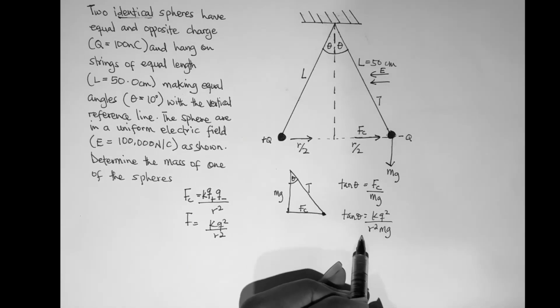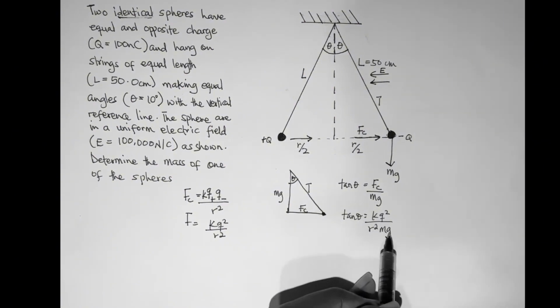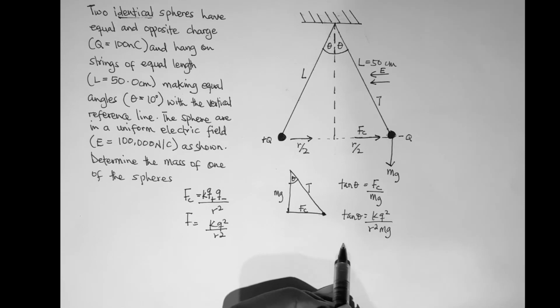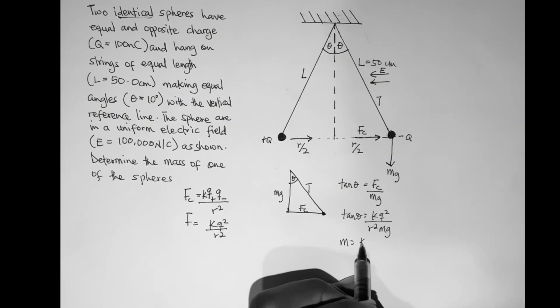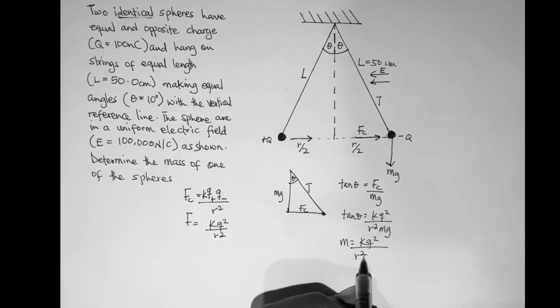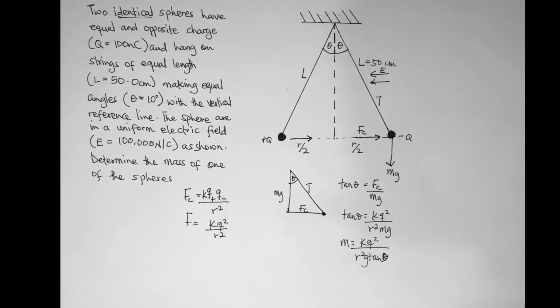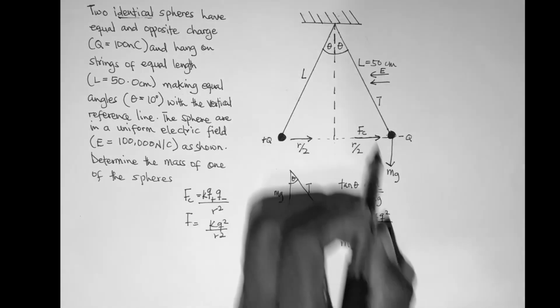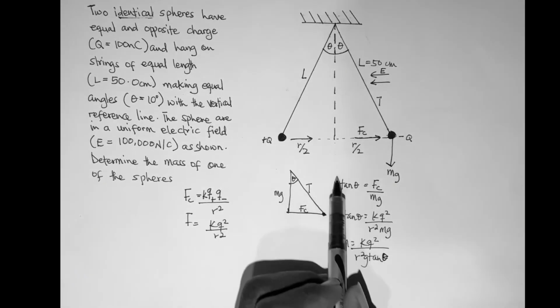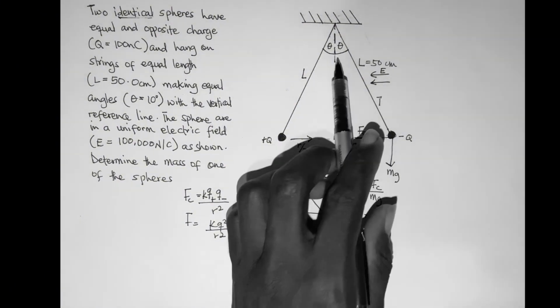Now, having found tan theta, from the question we're given the charge, and we're given the gravity, which is 9.81. But we don't know the radius, and we are looking for the mass. So let's make the mass m the subject. So m is equal to kq squared divided by r squared g tan theta. Let's single out this triangle again and try to determine the relationship between the length of the string, r, and theta.